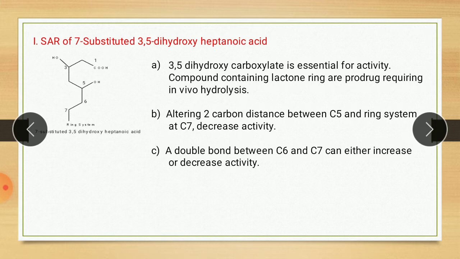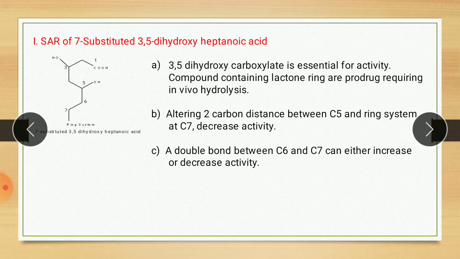Compounds containing a lactone ring are prodrugs requiring in vivo hydrolysis, as we discussed previously. So if this ring is a lactone ring, then it requires bioactivation. This lactone ring is converted into the acid part, so it is like a prodrug. If any drug contains this ring as a lactone ring, then it is a prodrug which, after hydrolysis, is converted into this heptanoic acid part.